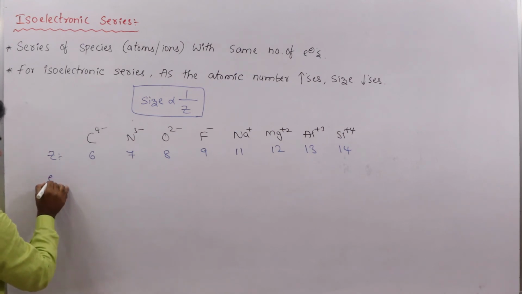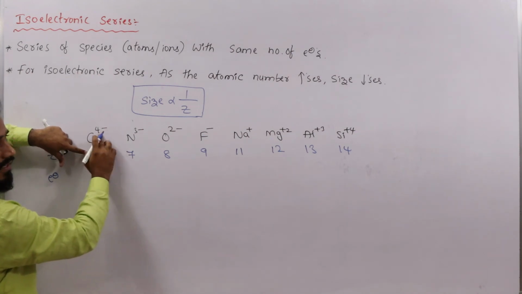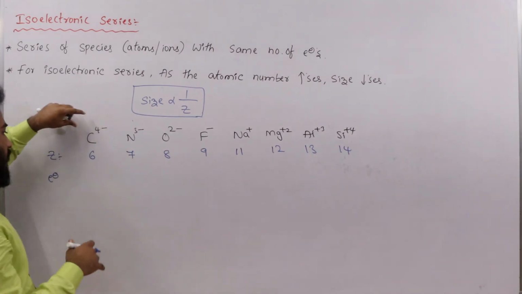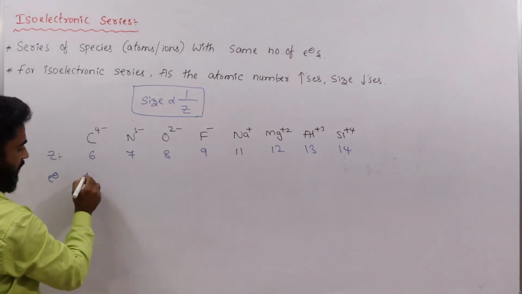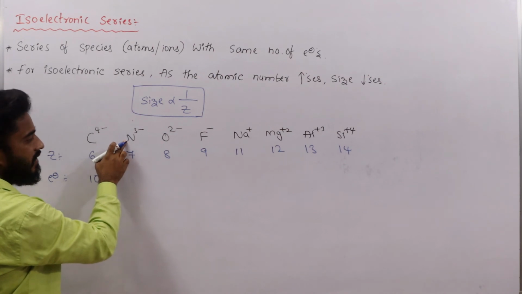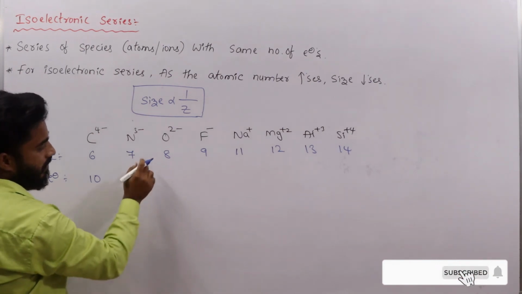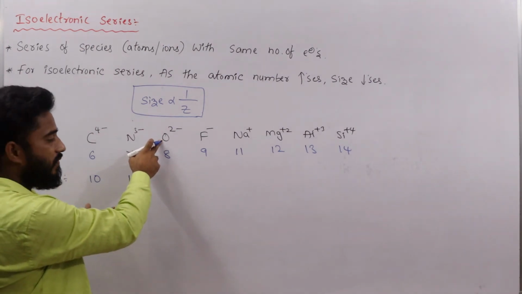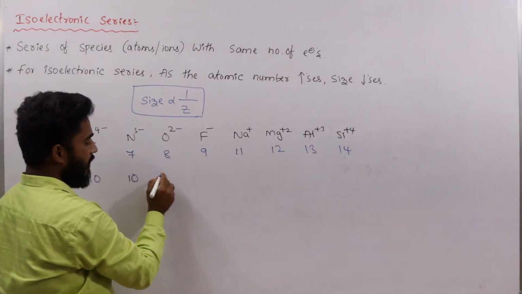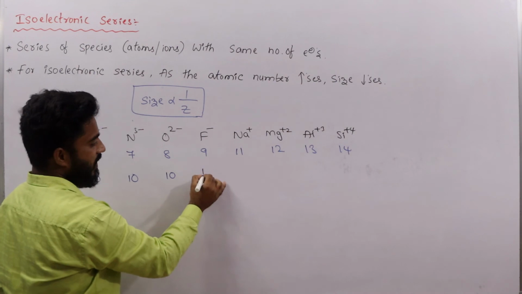So how many electrons are present here? 6 is the atomic number. Then 4 minus, what is 4 minus indicating here? 4 minus indicates 4 electrons added, means 6 plus 4, totally 10 electrons. Here N3 minus, initially 7 electrons are there, 3 minus indicating 3 electrons added, 7 plus 3, 10 electrons. Here oxygen, neutral oxygen atom with 8 electrons, 2 minus, 2 electrons added, means 8 plus 2, 10 electrons. Here fluorine has 9 electrons, minus 1, 9 plus 1, total 10 electrons.